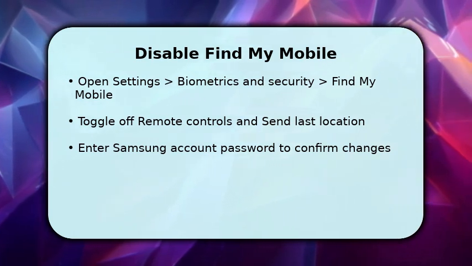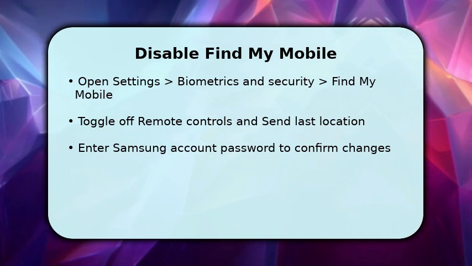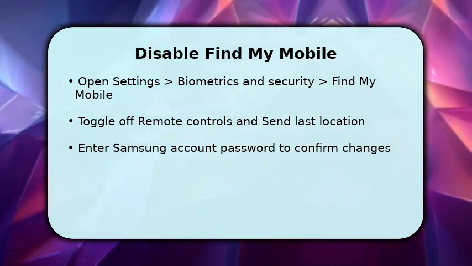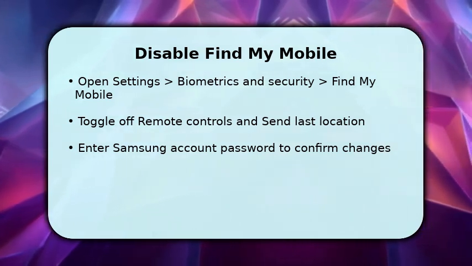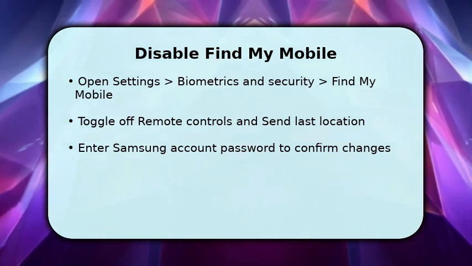When prompted, enter your Samsung account password. This confirms you own the device and prevents unauthorized removal. Once the toggles are off, make sure the screen shows Find My Mobile disabled. That verifies success. If you plan to factory reset, do it only after completion to avoid re-enabling protection.